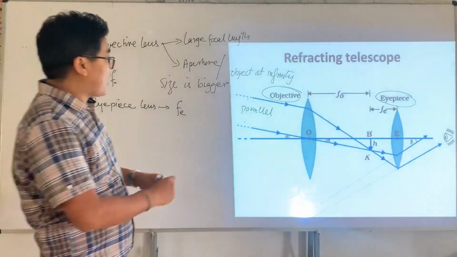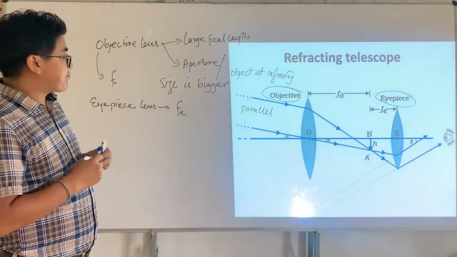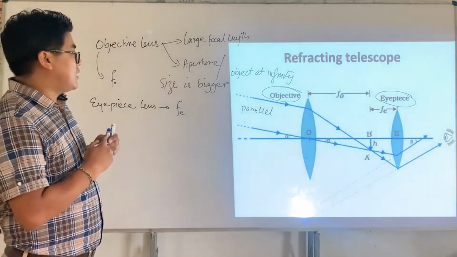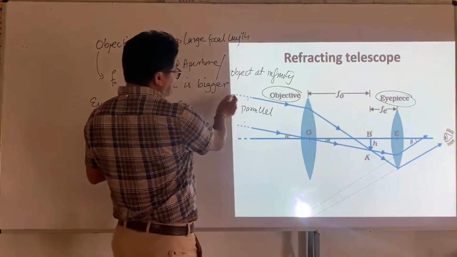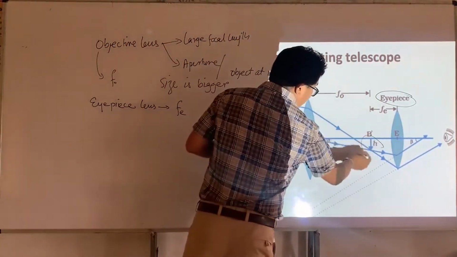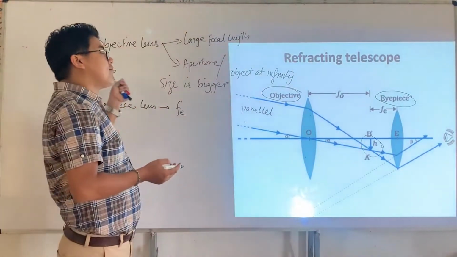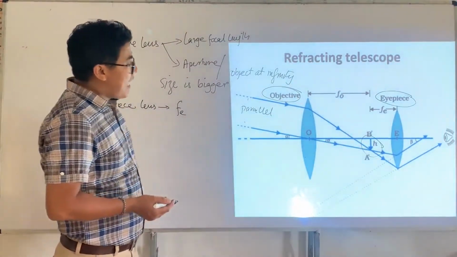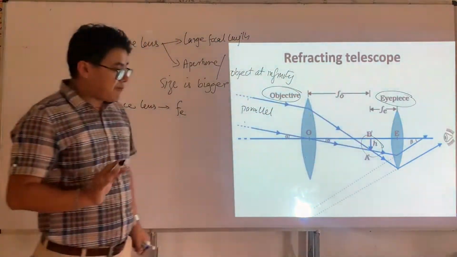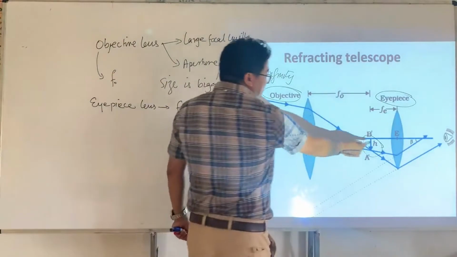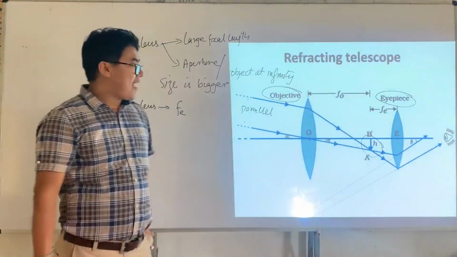Now look at here, as we have done in the microscope. This is the image of an object, which is diminished. Why? Because the object is very far. And this image formed by the objective lens, I am repeating, acts as an object for the eyepiece.